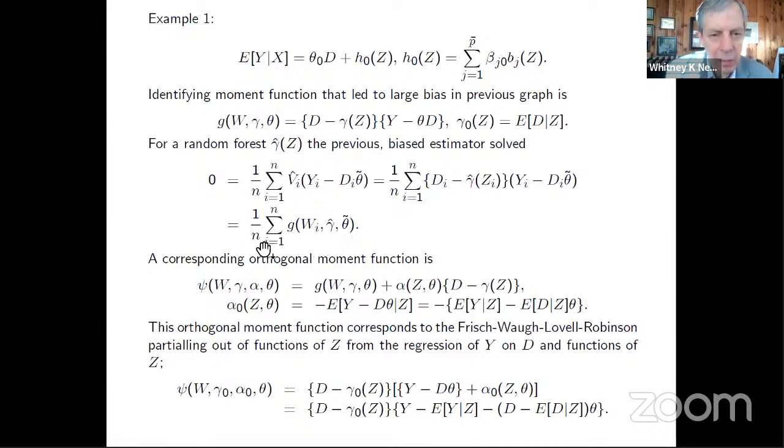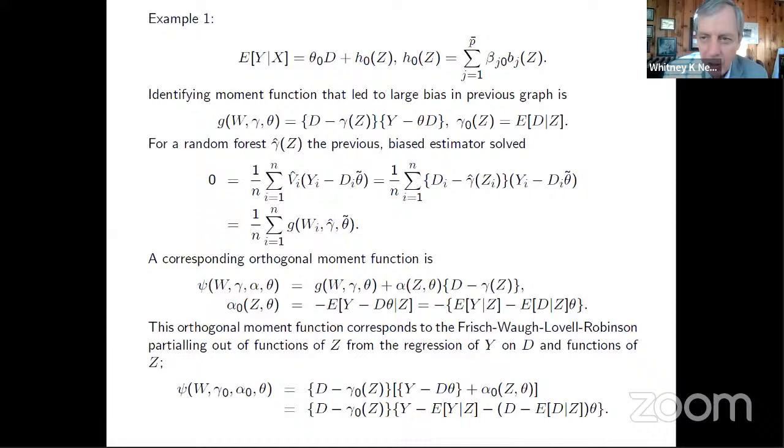And all of this can be summarized as just take the sample average of these identifying moments with the machine learner plugged in, and then you solve for theta tilde. That's the bad estimator. That's the estimator that didn't work last time in the graphs, and we'll come back to the graphs in a bit. So the question is, what do we do about this?